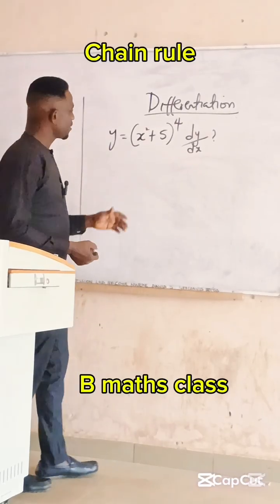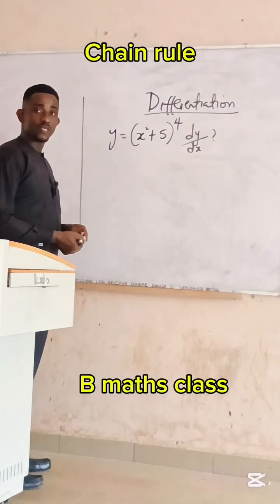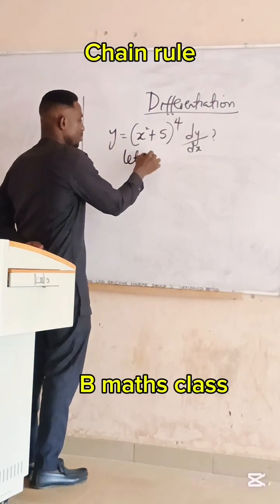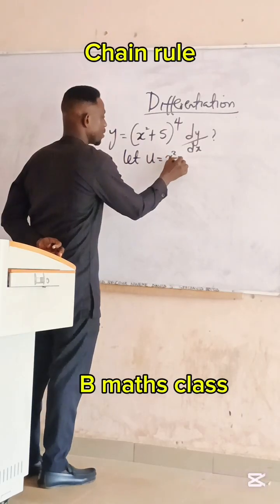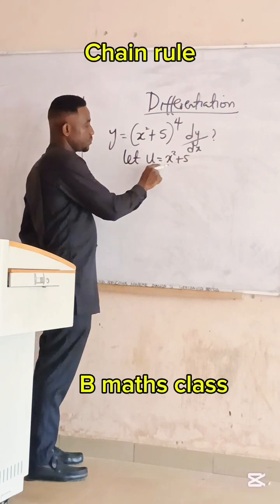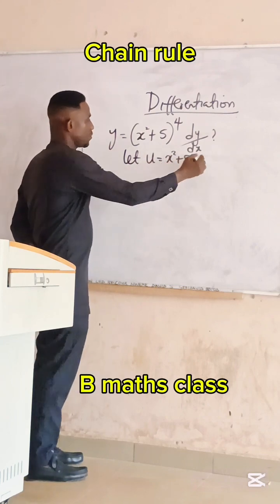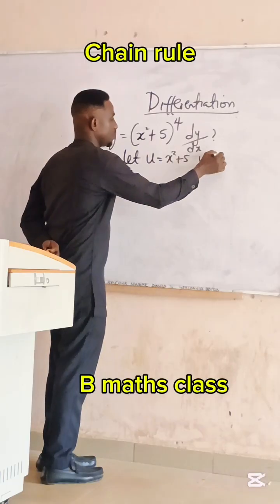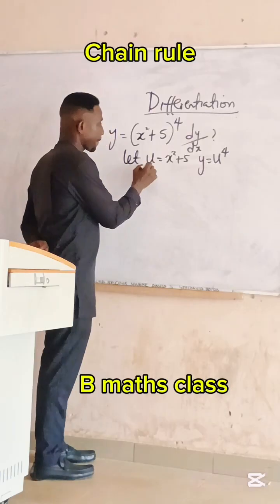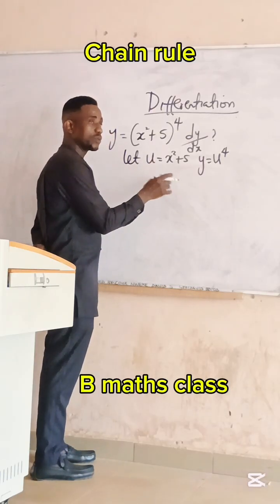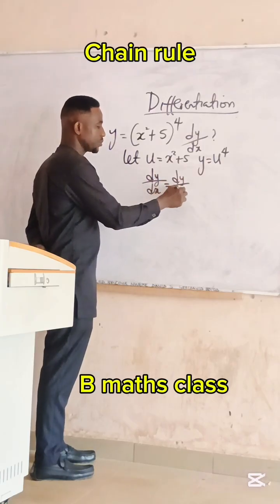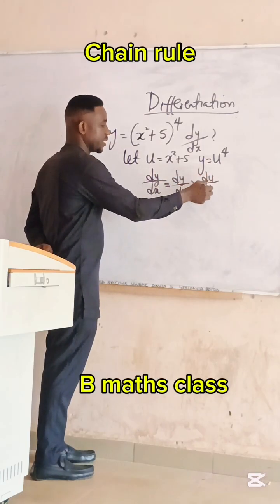Hi, let's see how we can solve this chain rule question. So how do we go about it? First, you say let u be x squared plus 5. Applying chain rule, let u be x squared plus 5. Then you will find out that y will be u raised to the power 4. So from here, we will notice that there is what we call chain rule. Chain rule is dy/dx is equal to dy/du times du/dx.